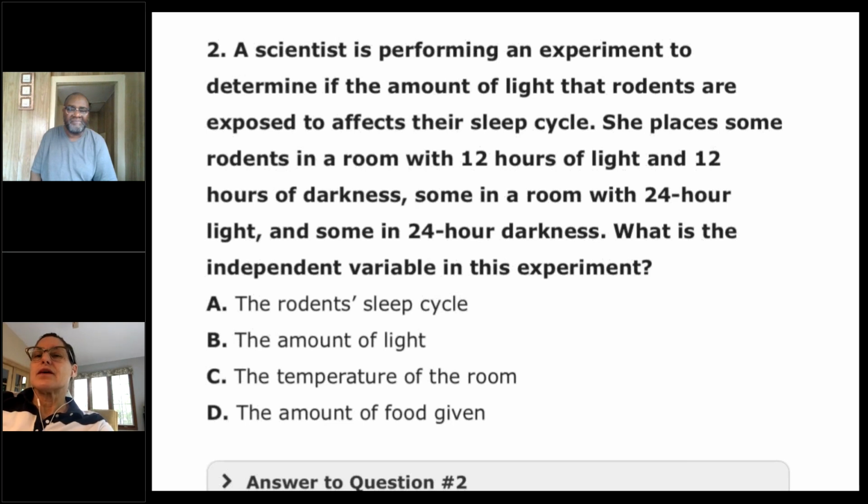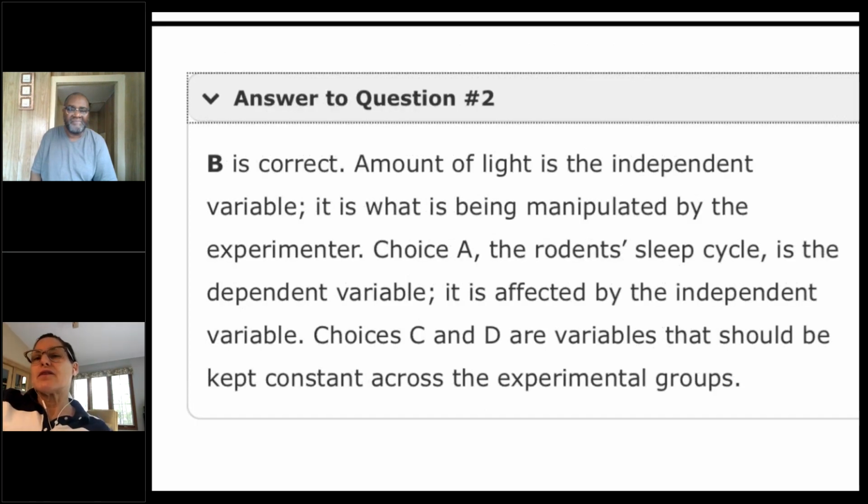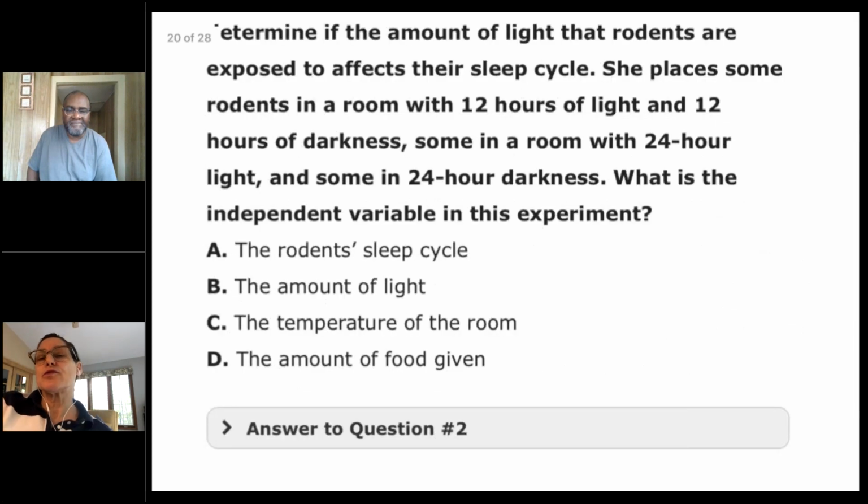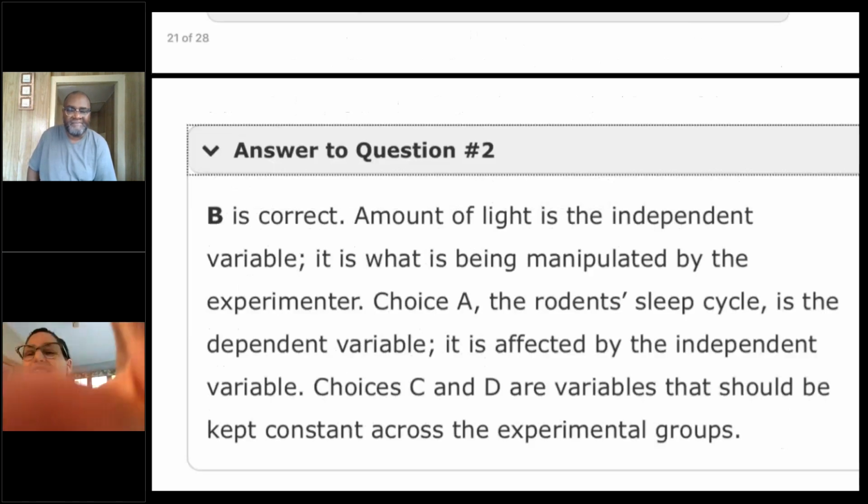Okay. Amount of light is the independent variable. It is what is being manipulated by the experimenter. Choice A, the rodent sleep cycle, is the dependent variable. It's affected by the independent variable. And then C and D are variables that should be kept constant across the experimental groups. So they weren't fooling with the temperature of the room or the amount of food given, only the amount of light. Right. Okay. Good.